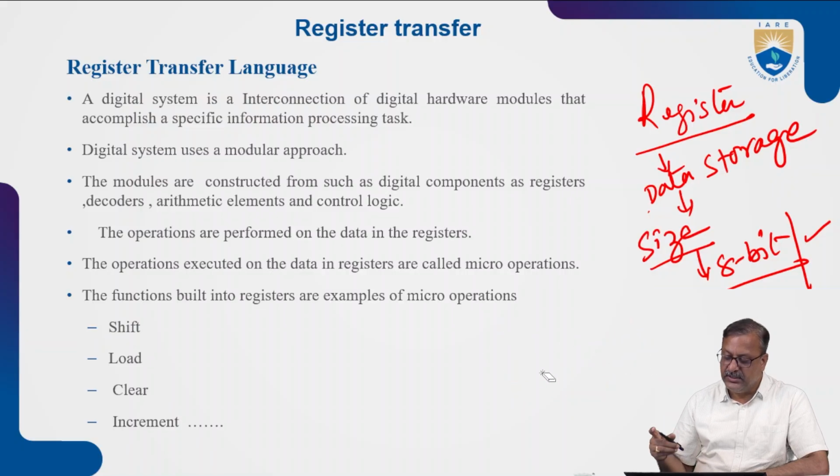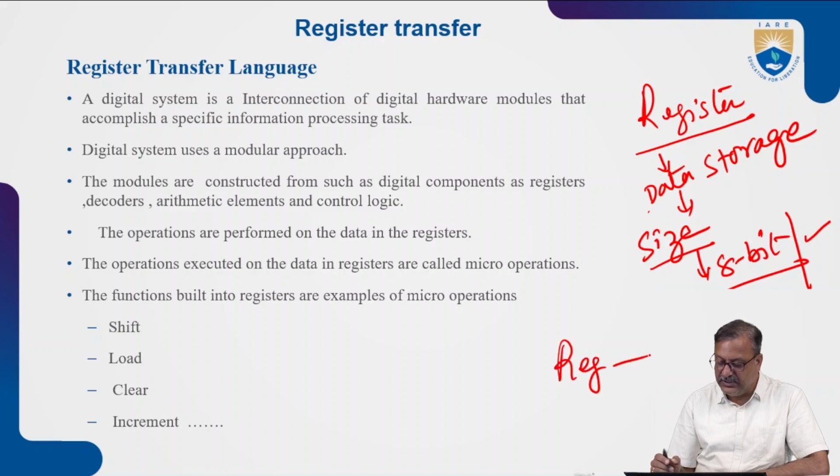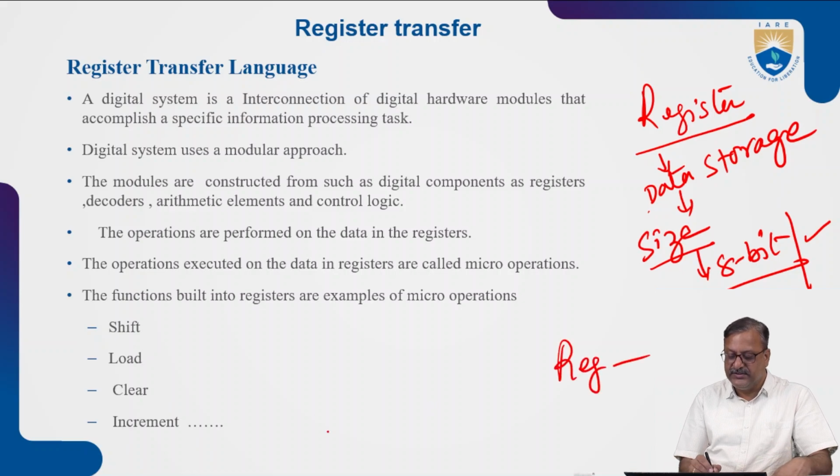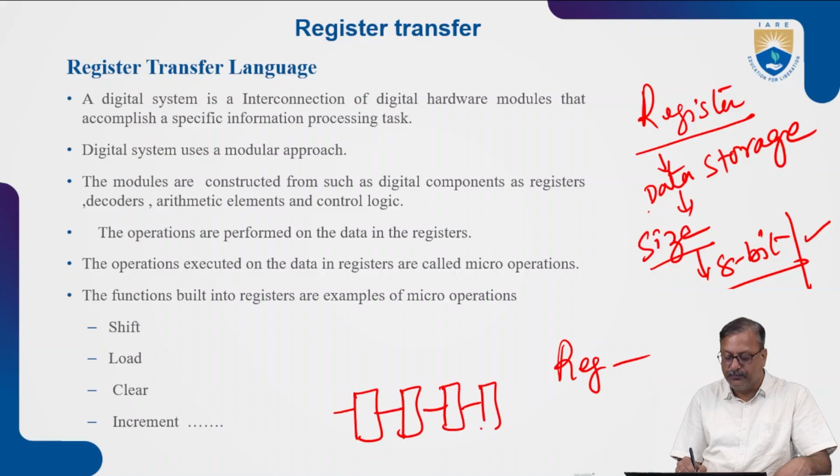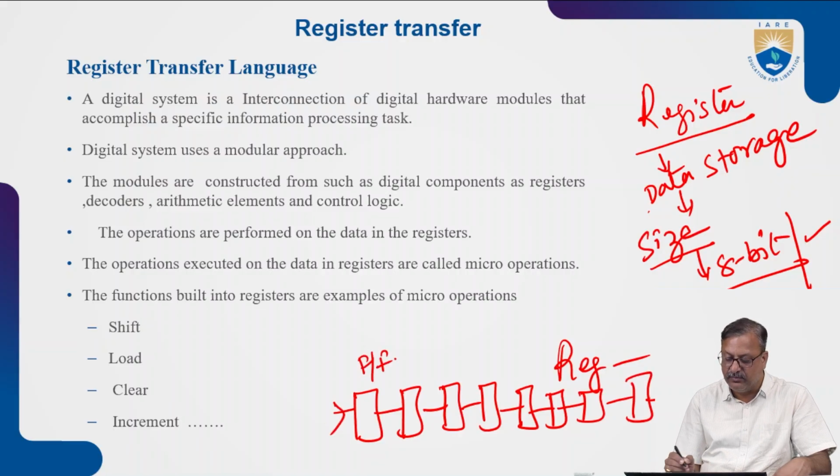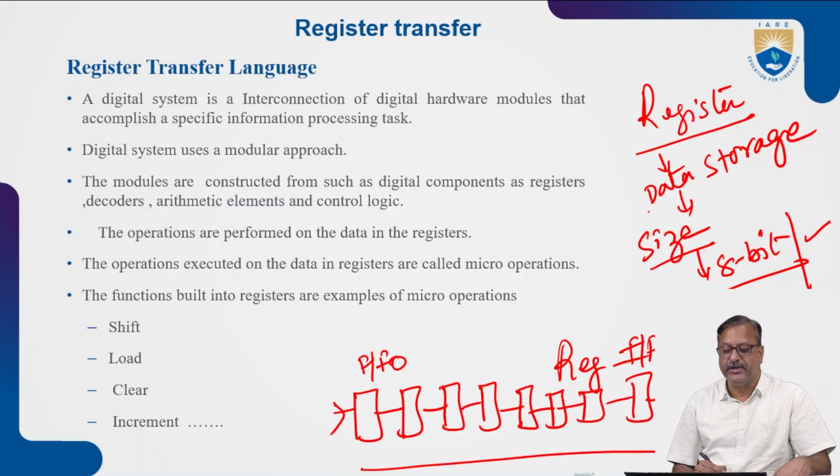So 8-bit means the register size here is practically 8-bit. Here it is nothing but a shift register. Now we can define it as 1, 2, 3, 4, 5, 6, 7, 8. In this way, each one is a flip-flop, starting from flip-flop 0 up to flip-flop 7. So a maximum of 8-bit data you can store.